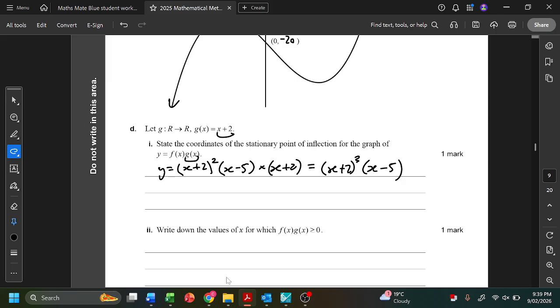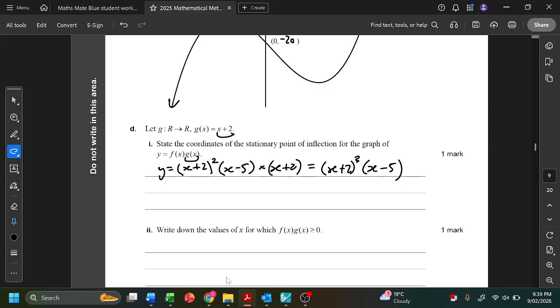So we want to state the coordinates of the stationary point of inflection of this particular graph. So we can see here, we've now modified this graph. We've got a new polynomial, and in this particular case, this new polynomial, once again, still has two roots, so two values of x for which y is equal to 0, or in other words, two x-intercepts.